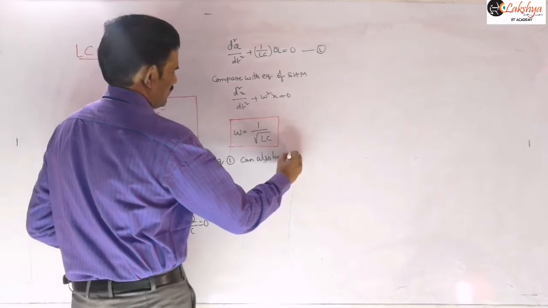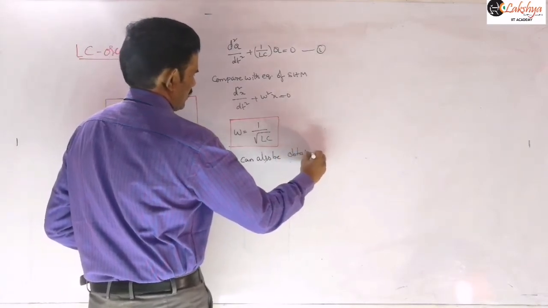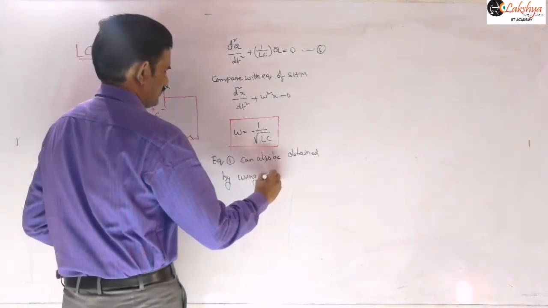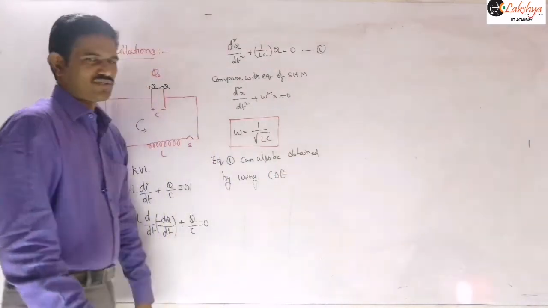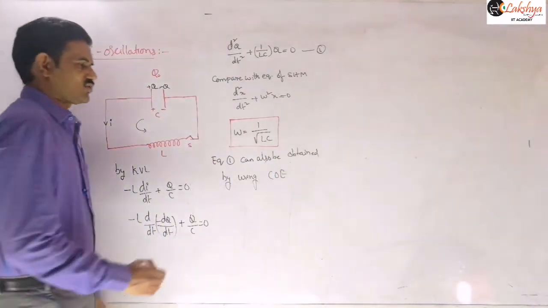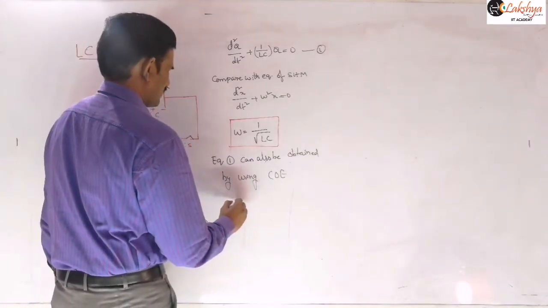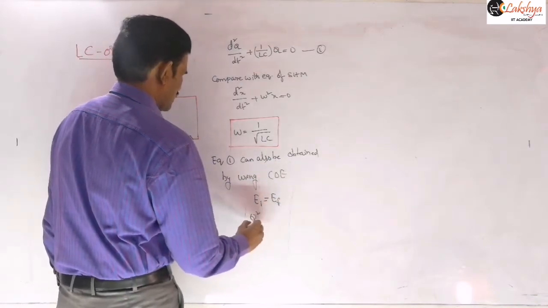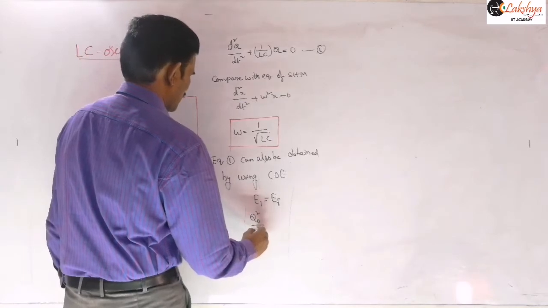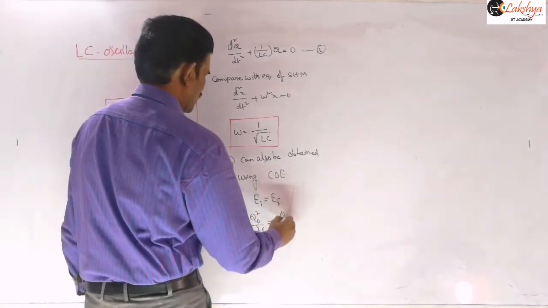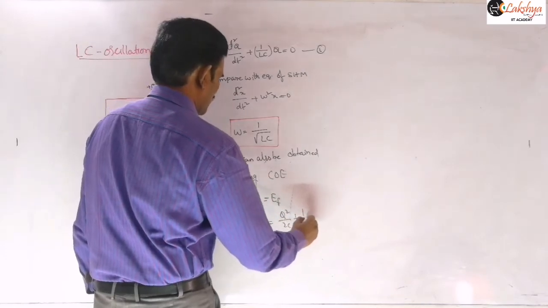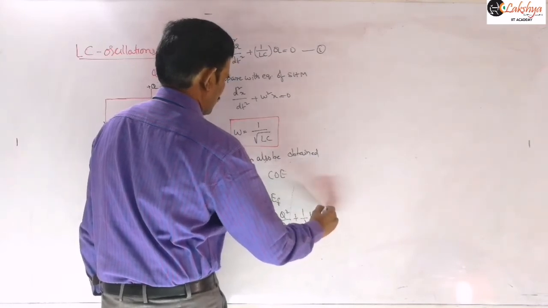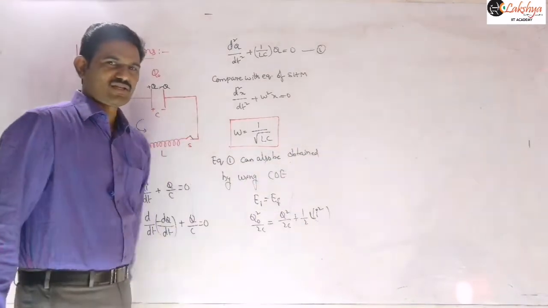can also be obtained by using conservation of energy. So initial energy is equal to final energy. Initial energy is nothing but q naught square by 2C. At any instant we can write q square by 2C plus half L i square, right? Half L i square. Now this is our energy at any instant of time.